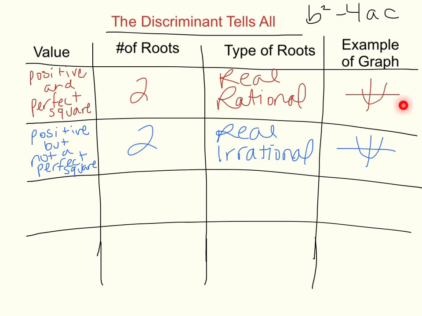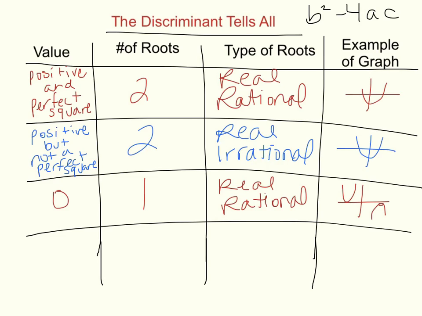Now, the third value you could end up getting is if your discriminant is equal to 0. Okay, so if you plug in b, a, and c, and you do the discriminant formula, and you get 0, that means you only have one root. It's real and rational. And we've talked about this before. It means your quadratic's vertex is on the x-axis. That one's not exactly there, but like that. So you only have one root, so the vertex is on the x-axis.